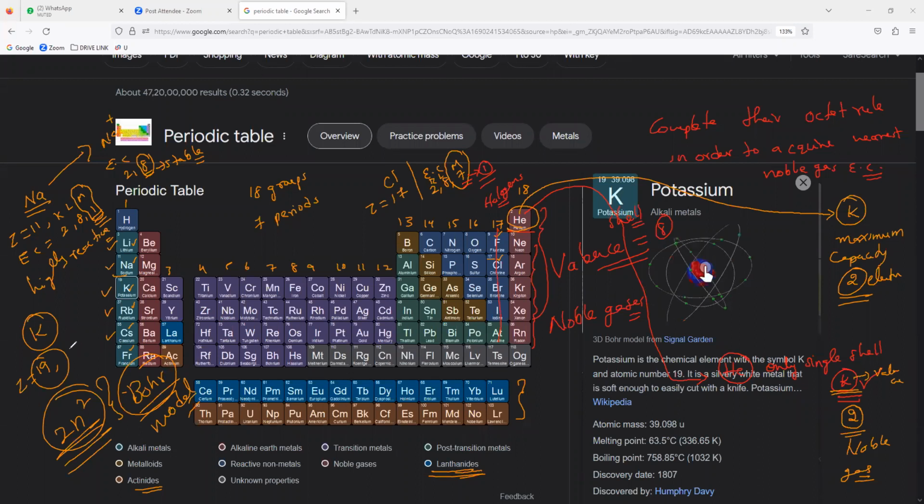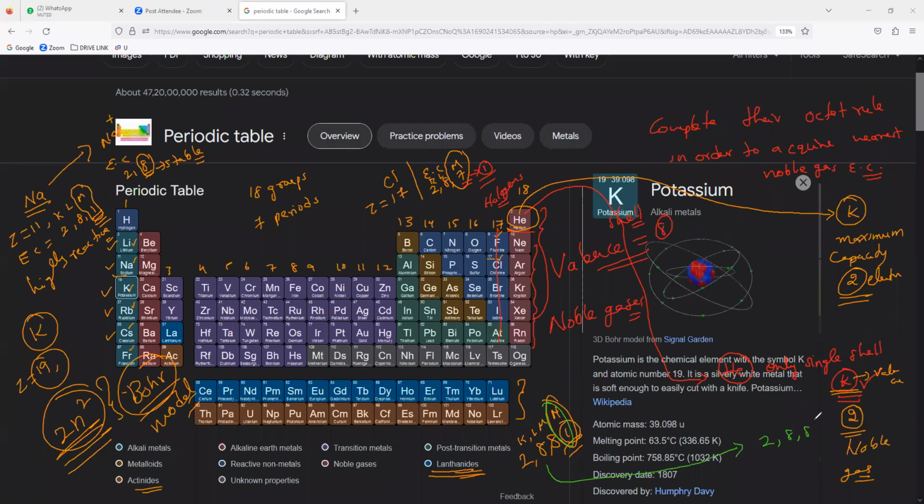So what is the electronic configuration? 2, 8, 8, 1. So what is the valence shell? K, L, M and N. The N shell is the valence shell. So it will lose 1 electron or gain 7 electrons, which is easy? Loss of 1 electron is easy. So it will lose it and attain the nearest stable noble gas electronic configuration.